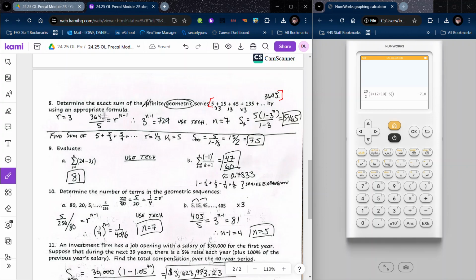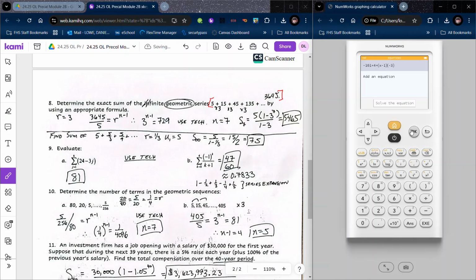3645 divided by 5, my last term divided by my first term, that's going to be my ratio to the n minus 1 power. So I have 3 to the n minus 1 power is equal to 729. Once again, I can use technology to find my value of n being 7, but that's not what I want. I need n equals 7. But let's show you how you get that. I go to my equation solver, and I have 3 raised to the x minus 1 power equals 729, and I see that if I solve that, I get 7 as my solution. So 7 is the solution.